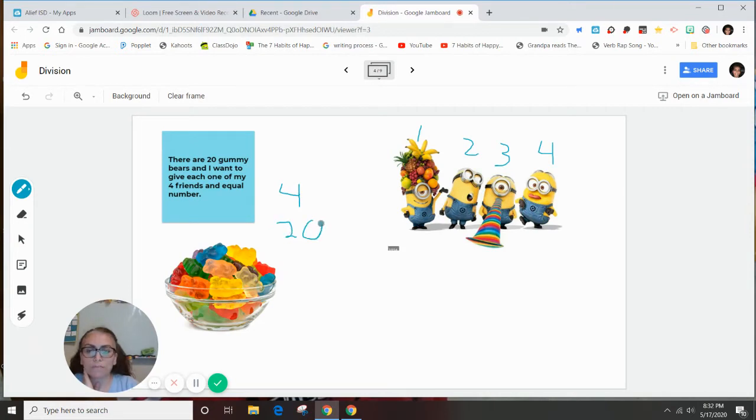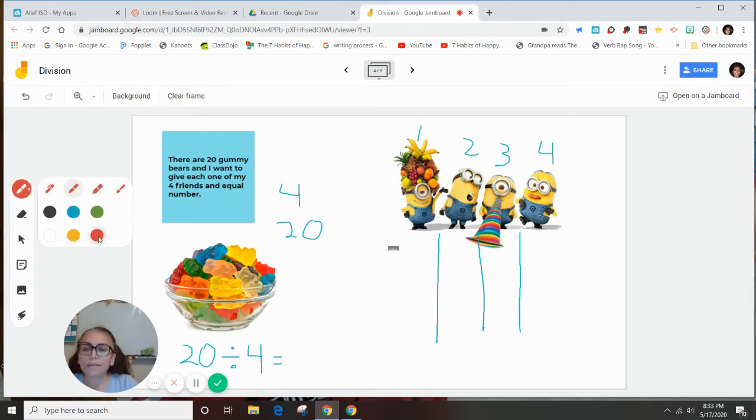Between those 4 friends. That's the information that I have. So what I'm going to do is, I have 20 gummy bears, and I want to divide those 20 gummy bears between 4 friends. So I'm going to make 4 groups with these gummy bears. I'm going to divide a little bit right here so I'm able to count which one of these spaces is going to be for one of my friends.